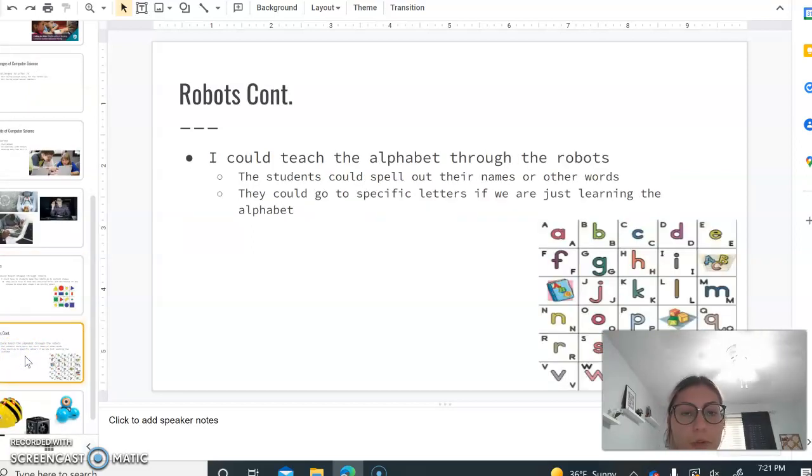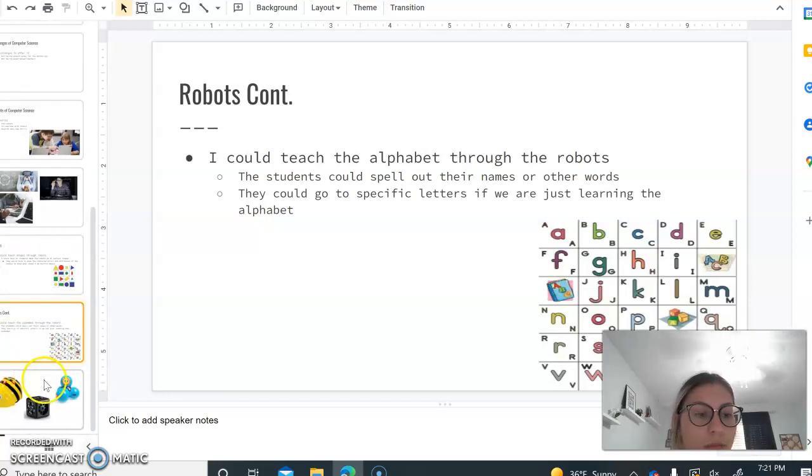Another example would be you could teach the kids the alphabet through the robots. You could have them spell out their names. You could have them spell out words. You could say, have the robot go to a B, and the kids would learn, oh, this is what a B looks like. Or if they're learning to spell their name or vocab words or spelling words or whatever it could be. It's just a creative way for them to interact with something.